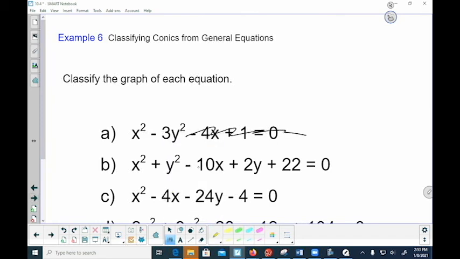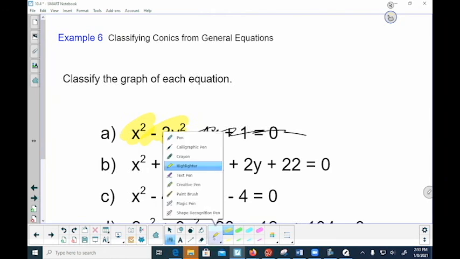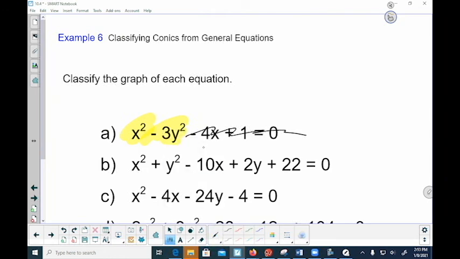I mean, it helps me graph and everything like that. It's important, but not to identify, not to classify. I have an x squared and I have a y squared. So I have two things that are squared. That eliminates it being a parabola. When I look at this, I see that one is positive and one is negative. So as soon as one is positive and one is negative, it is a hyperbola.